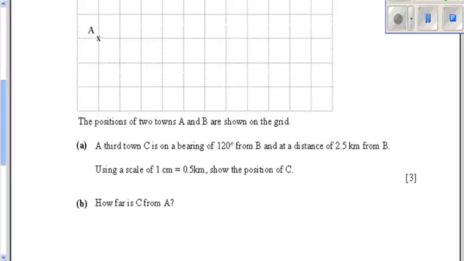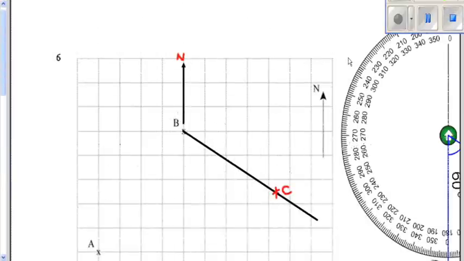It tells you that a third town is on a bearing of 120 degrees from B and at a distance of 2.5 kilometers from B. And it tells you the scale. 1 centimeter is 0.5 of a kilometer. You've got to mark the position of C and then find out how far it is from C to A. So have a think about that one first, and then we'll go through the solution in a minute.